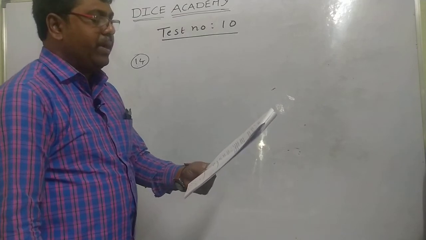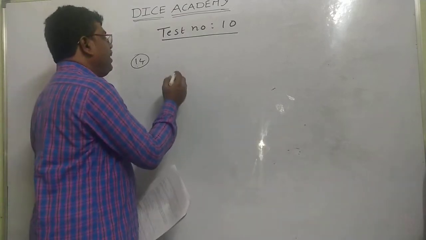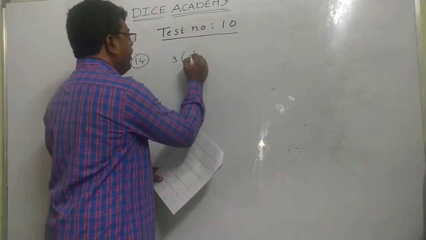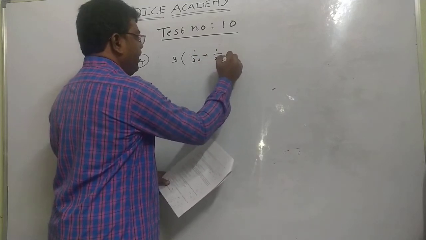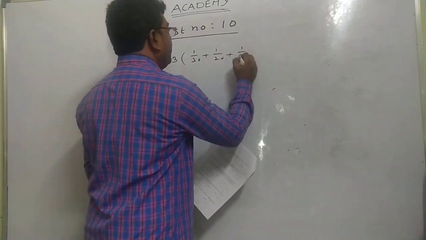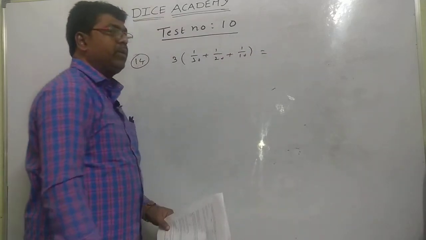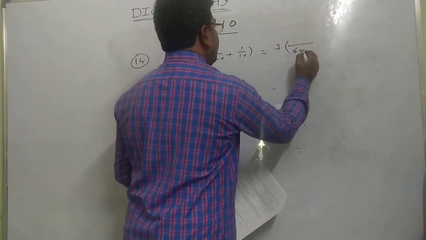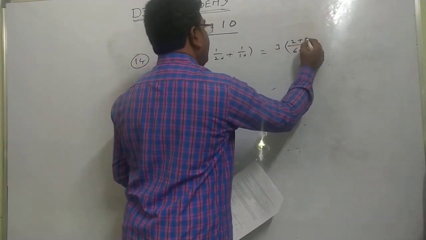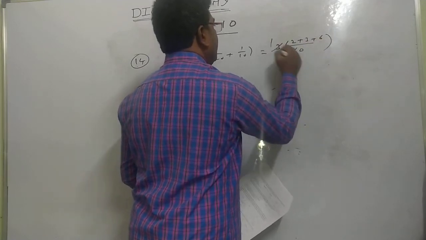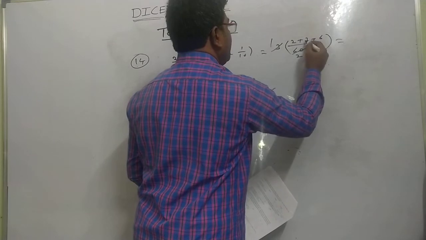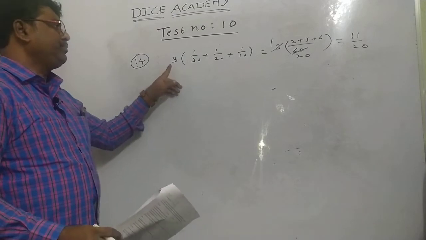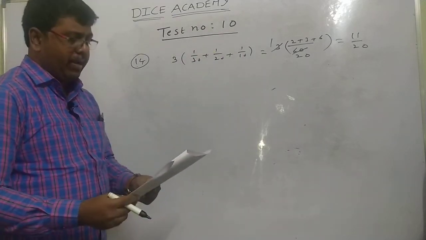So here first of all you have to find the 3 minutes work. 3 minutes work means 3 into 1 minute's work of A, B, C, which is 1 by 30 plus 1 by 20 plus 1 by 10. Taking LCM 60: 3 into (2 plus 3 plus 6) by 60. 3 ones are 3, 20s are 60, so the value becomes 11 by 20.